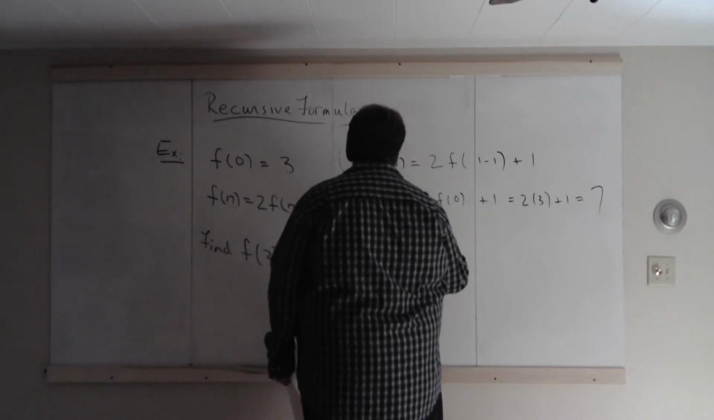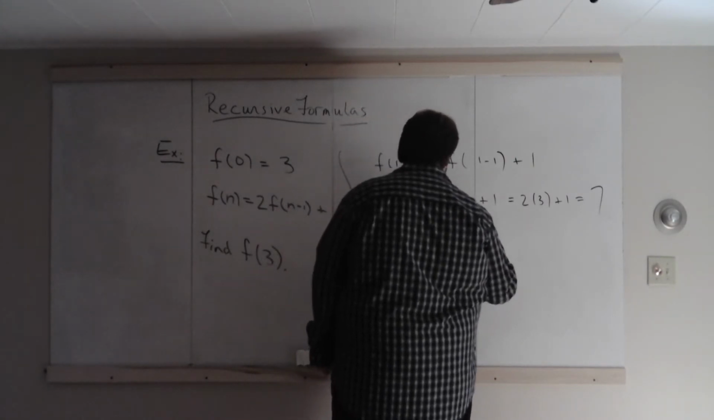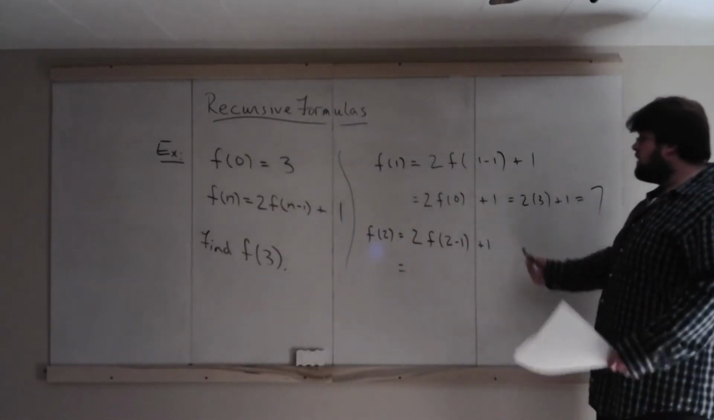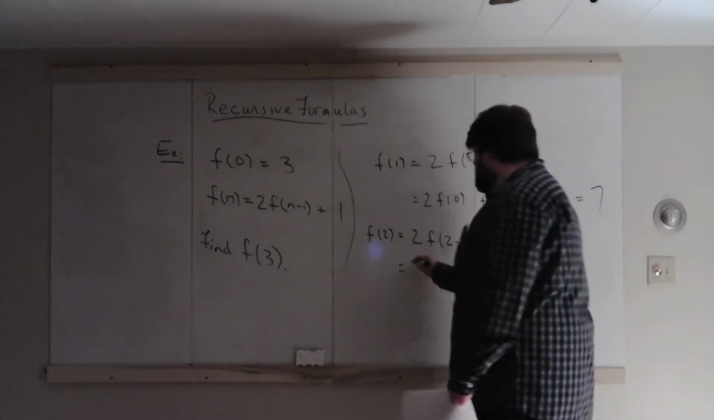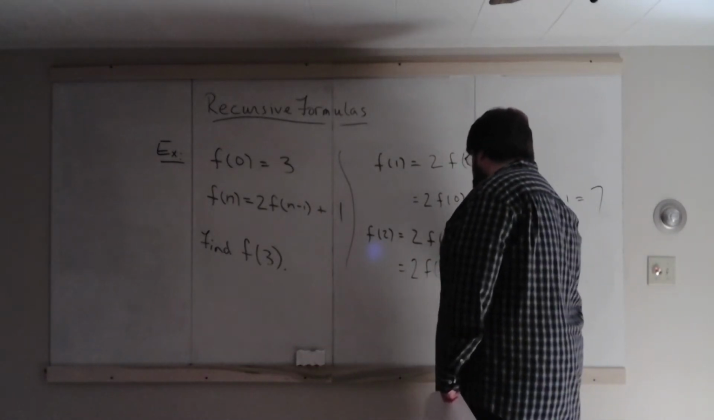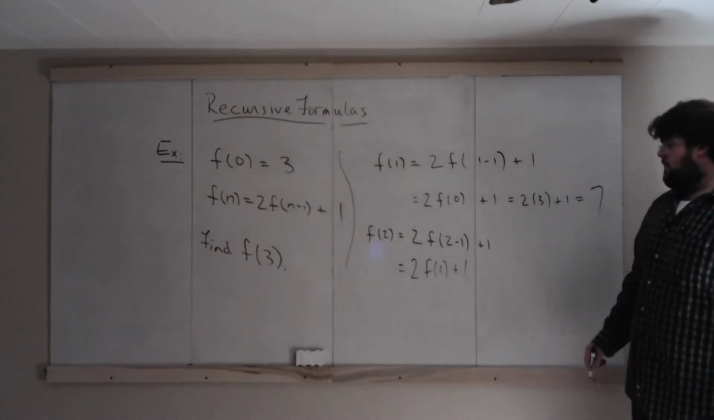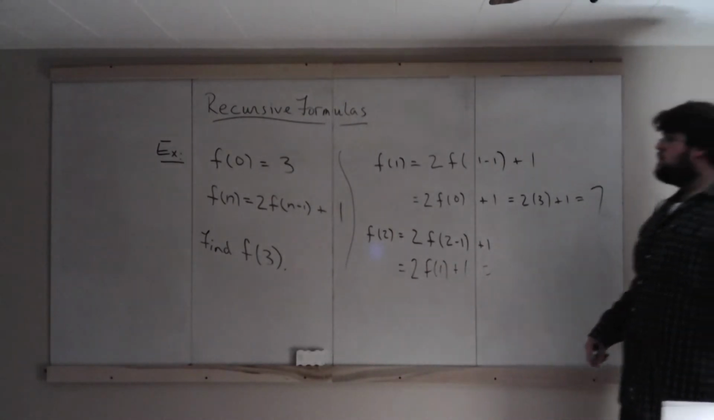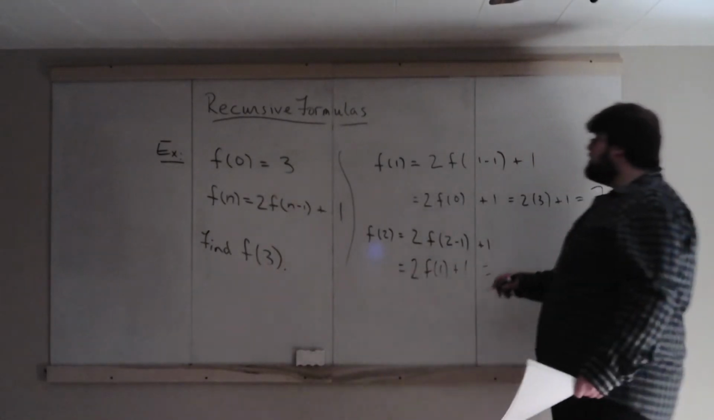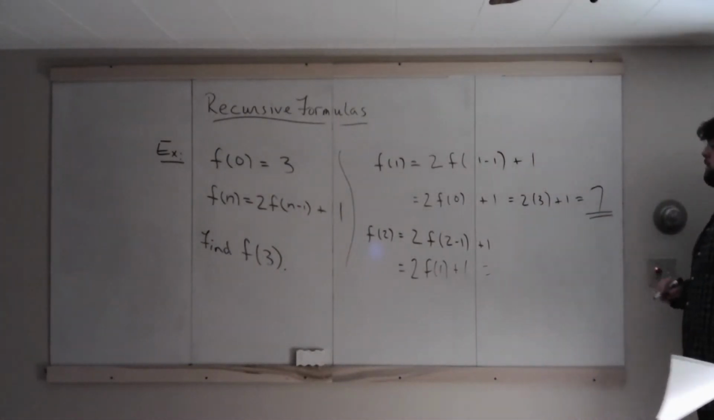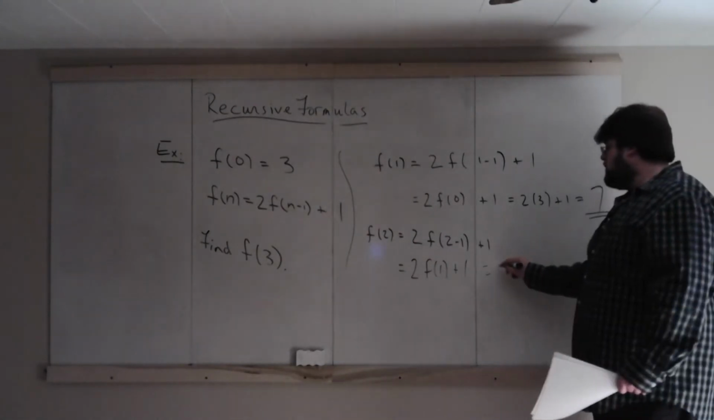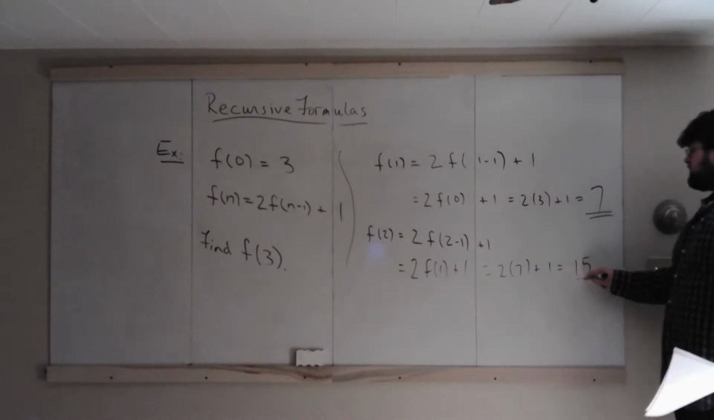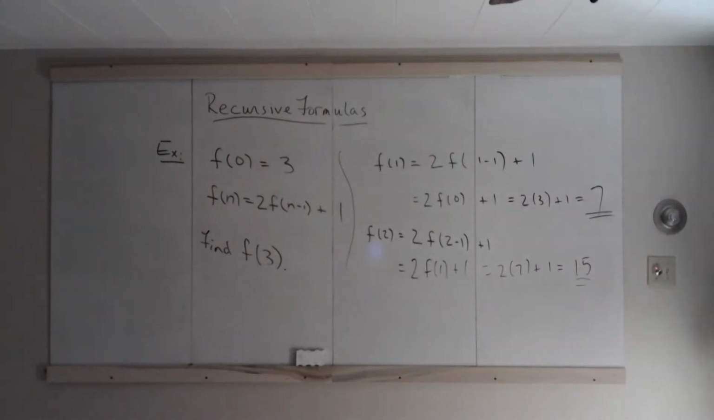But we can now find f of 2. Because f of 2 is 2f of 2 minus 1 plus 1. Well, 2 minus 1 is 1. So we have 2 times f of 1 plus 1. Well, f of 1, it's not given over here, but we did just find f of 1 up here. f of 1 is 7. So we have 2 times 7 plus 1. 2 times 7 is 14 plus 1 is 15.